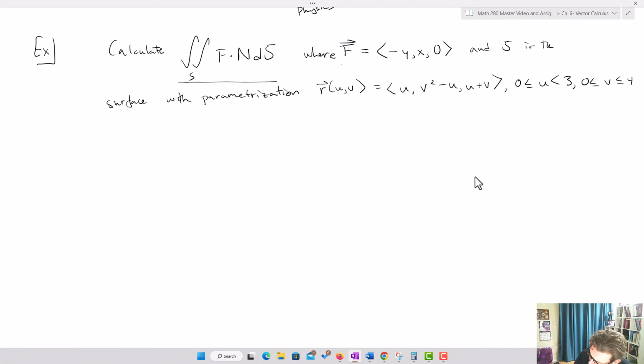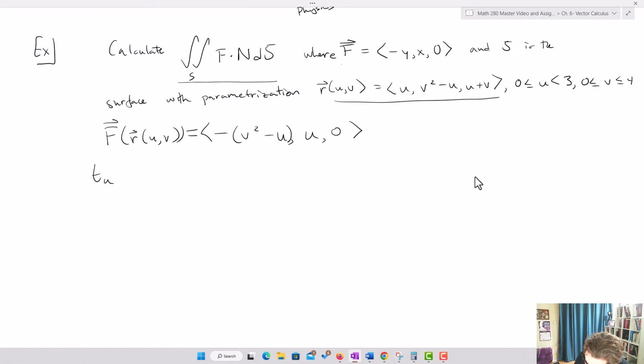So our vector field F of r of u,v is going to end up equaling negative v squared minus u, and then x, so u, and then finally z is just 0, okay? And there we go, there's our force field. For Tu, we're going to utilize r of u,v, so Tu is going to end up being (1, negative 1, 1). Tv is then going to equal (0, 2v, 1).